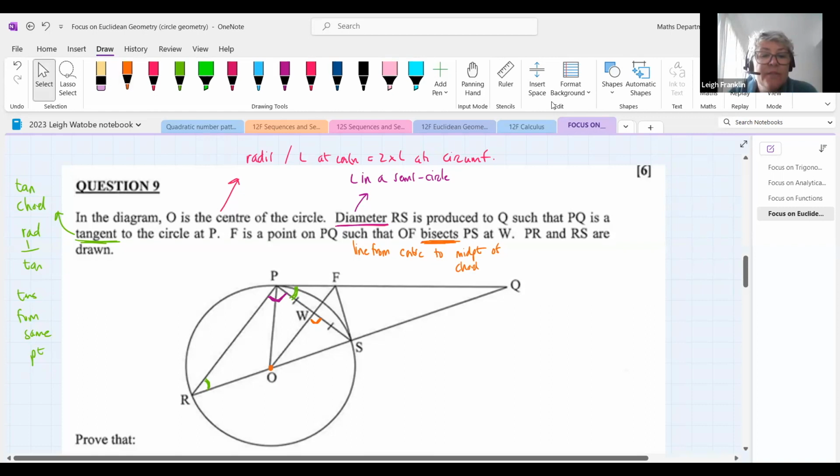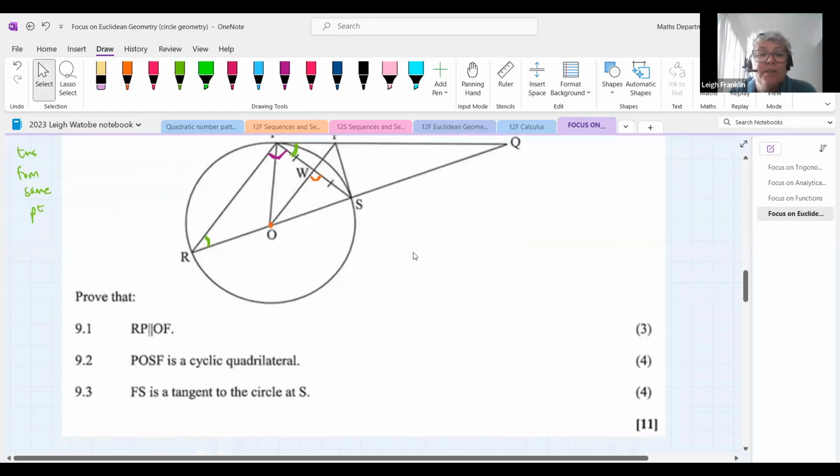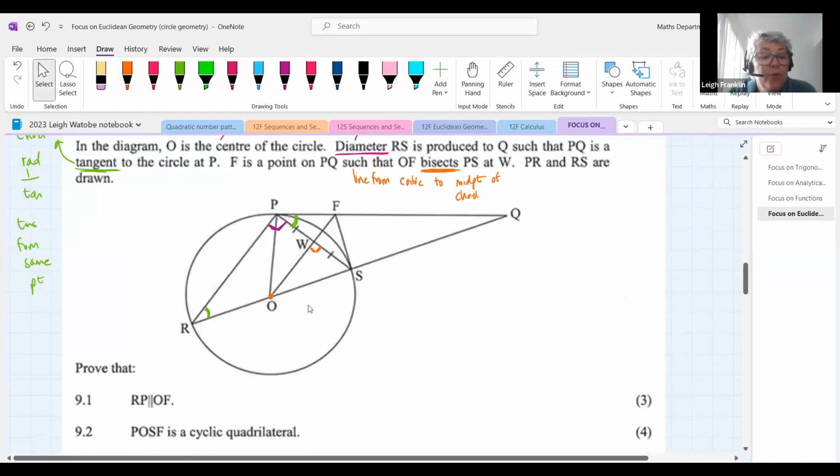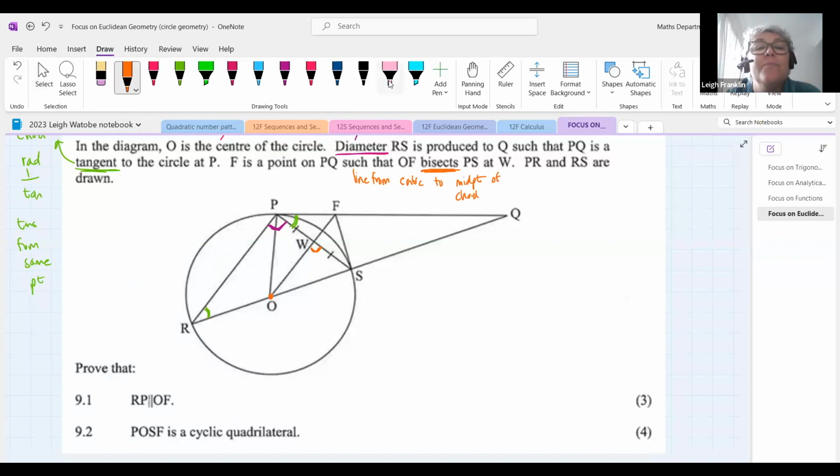Okay, let's go and have a look at what they want us to prove. The first thing is that RP is parallel to OF. RP parallel to OF.